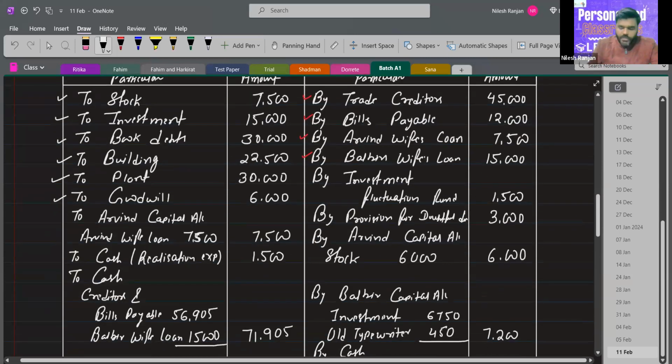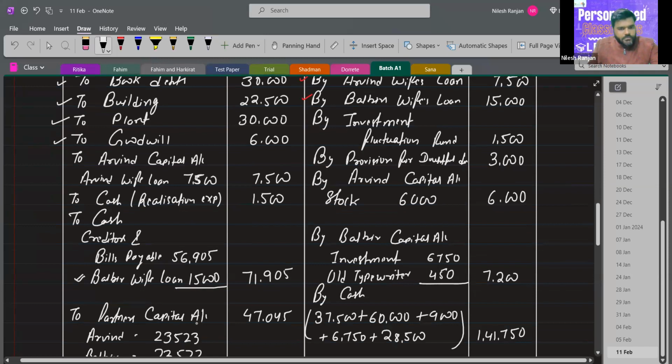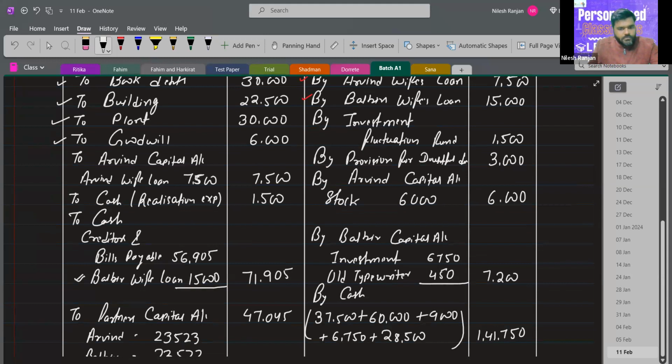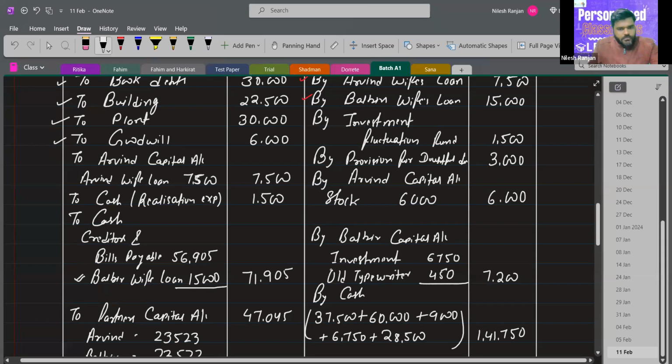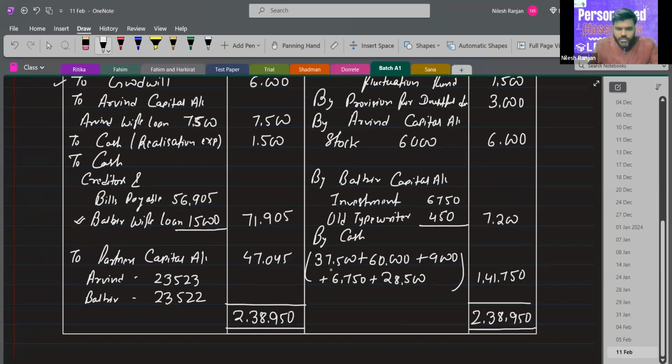Whenever I solve a realization account, I tick all the assets and liabilities to see that every liability is paid and every asset is realized. In this question, Balbir's wife's loan detail is not available for payment. So I have written here Balbir's wife's loan 15,000 in cash. So this is your solution. We check it. Done. So the realization account you have.